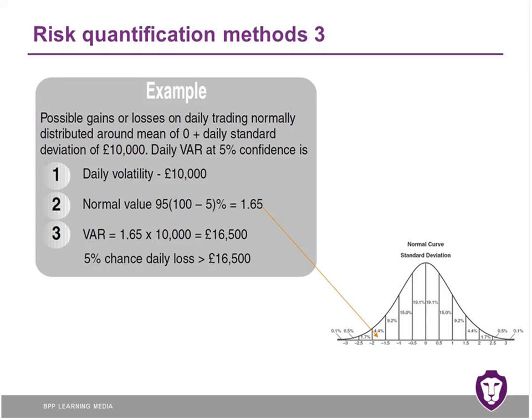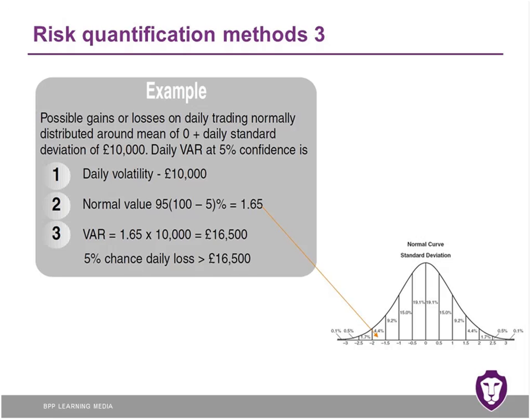And this is a sort of simple, not so simple calculation that you might get. So what are the gains or losses on something? In this case, it's a daily trade. It's distributed about a mean of 0, so I'm giving you a normal distribution here, so it's distributed normally. There's a standard deviation of 10,000, and the daily VAR, which is this value at risk, is at 5% confidence.